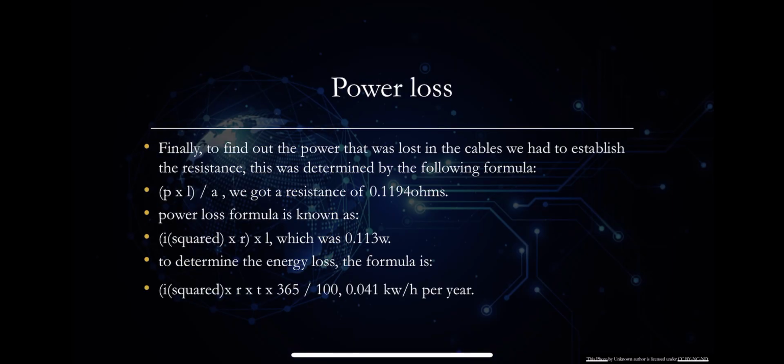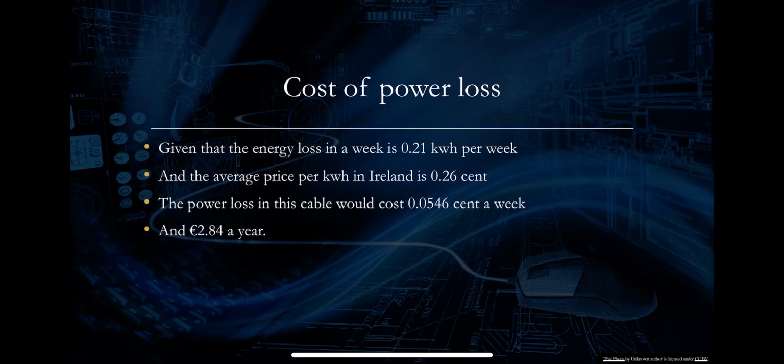Finally, we found the power loss. We used the following formulas. We got a resistance of 0.1194 ohms for the power loss formula, which was 0.113 watts. And to determine the energy loss, we got 0.041 kilowatts. Given that the energy loss in a week is 0.21 kilowatts per week, and the average price per kilowatt in Ireland is 0.26 cents, our value was €2.84 a year.